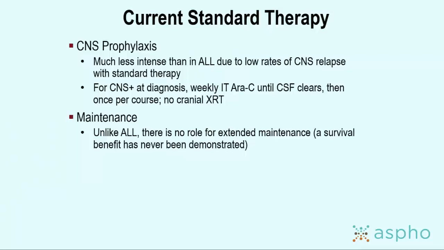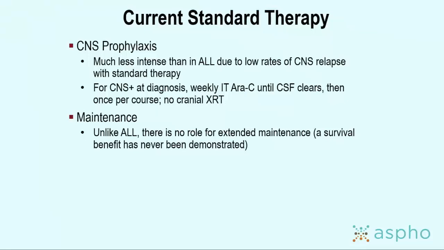All right, what about CNS prophylaxis in AML? In general, it's much less intensive than what's used in ALL due to low rates of CNS relapse with standard therapy. For patients that are CNS positive at diagnosis, they typically will get frequent intrathecal treatments until their CSF clears, and then once per course beyond that. Cranial radiation is almost never used in AML, except in the rare patient with CNS relapse. Most of those tend to occur in monocytic cases, and most of those are MLL rearranged or KMT2A rearranged.